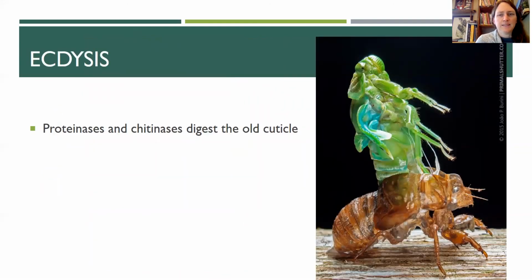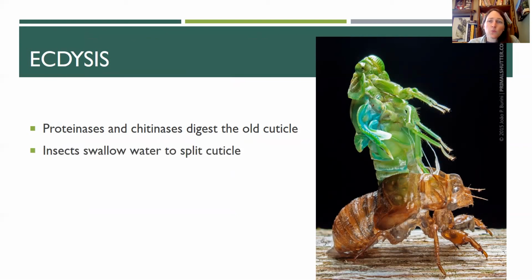So ecdysis, there are these proteinases and chitinases. These are both enzymes. Anything ending in ase is an enzyme. So proteinase is something that breaks down proteins, and chitinases are things that break down chitin, which is what the exoskeleton is made of. And so these things help to digest the old cuticle.